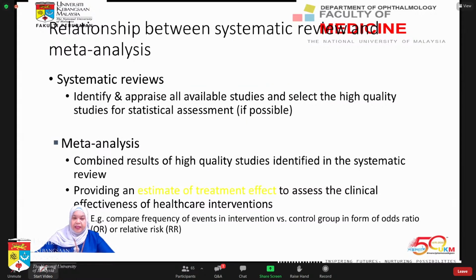Okay, so the relationship between the systematic review and meta-analysis: the systematic review just identifies and appraises the studies, whether it's a good quality study, and if it's good quality and homogeneous, then you can do a meta-analysis. And the important thing is, it will provide you an estimate of the treatment effect. So you can actually know whether the health intervention is effective or not. You can have an OR or a relative risk, which is a combination of all the studies, and that will be very powerful.